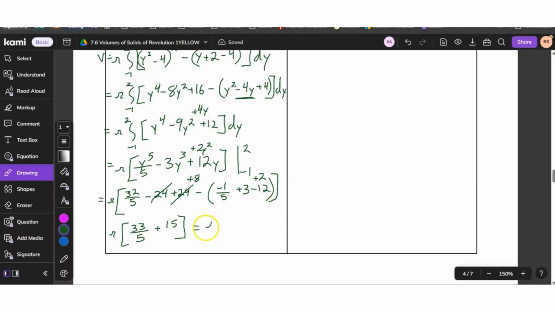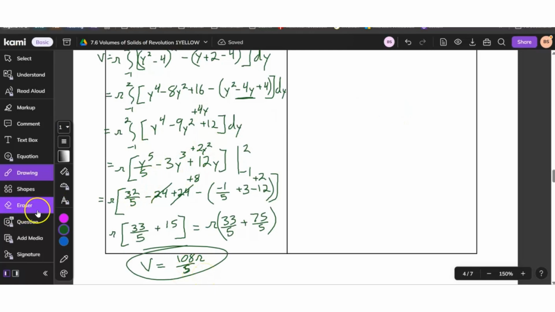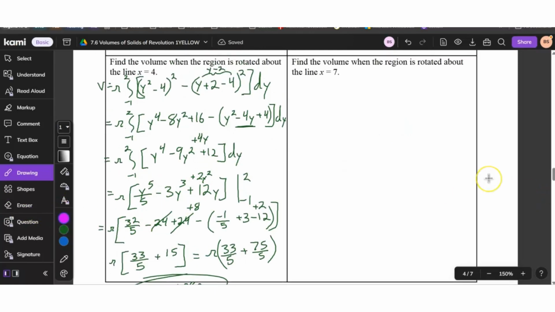Then I just need to combine these again. So that's 33 fifths. Plus times 5 is 75 fifths. And so our volume will be 108 over 5 pi. There we go. Last one.